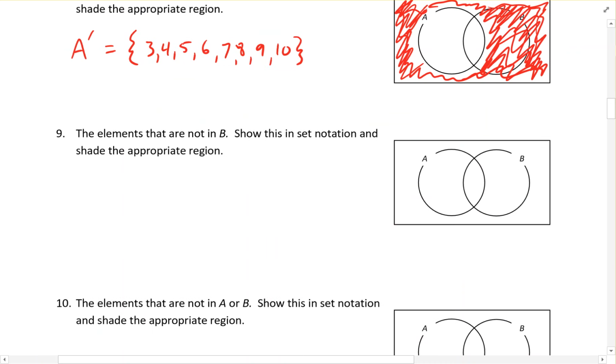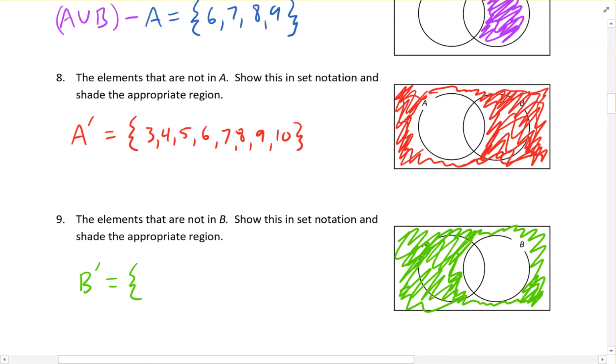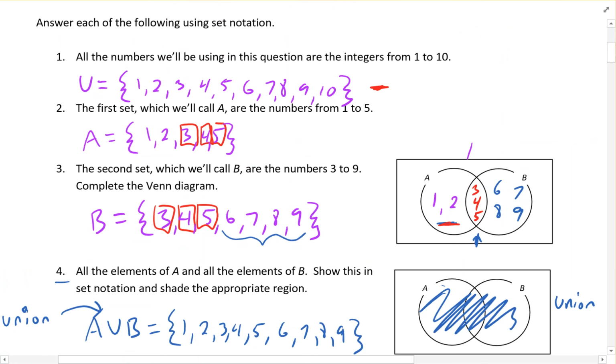Okay, the shaded elements that are not in B. So we have a similar type of thing happening here, but everything but B. So that's going to be all of this, everything but that circle B. Okay, so we have a name for that. It's called B complement. Everything but B. So if you look back up to your original one, everything but B is going to be 1 and 2, and then just don't forget 10 on the end. So it's going to be 1, 2, and 10.